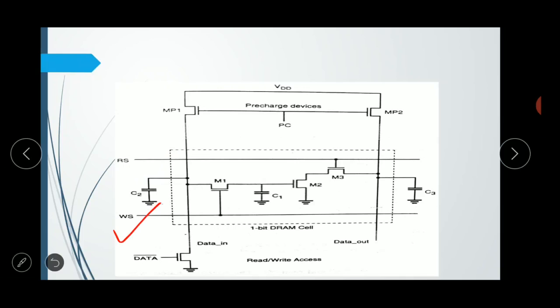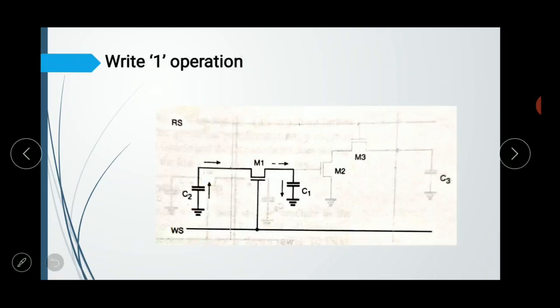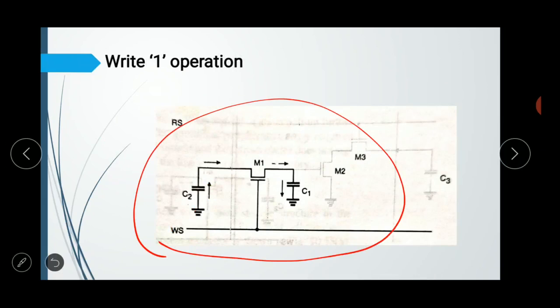If the WS line is activated, then the transistor connected to this WS line is activated. So in the write 1 operation, M1 is in on condition, M3 is in off condition, and C2 is fully charged. So the diagram looks like this. WS line is activated, RS equal to 0 means inactivated, then C2 is fully charged and M1 is turned on.